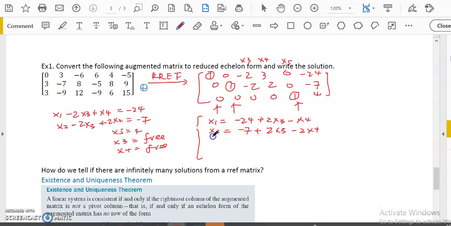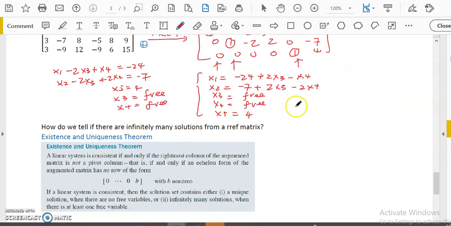And then x3 now, we put them in order. x3 is free, x4 is free, x5 is 4. So this one is fixed, but all the others depend on x3 and x4. If you change them, you will have another set of solutions. So you can see that it is an infinite solution. This is how you solve it. We say this is the general solution. That's what they call it.